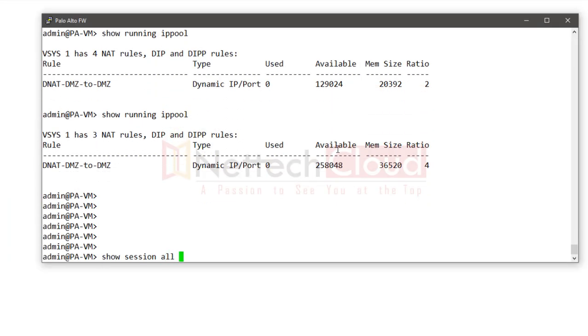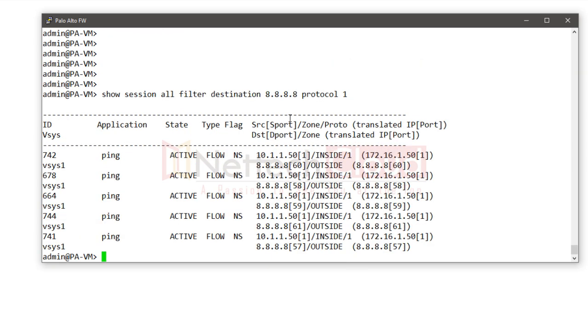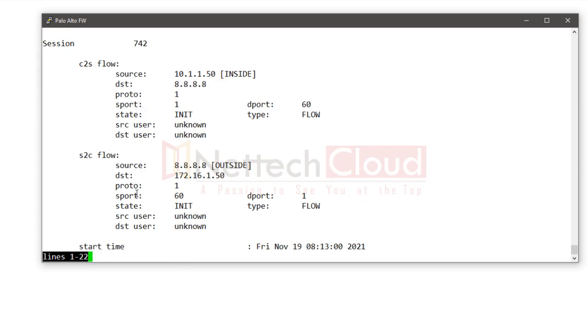Show session all filter destination 8.8.8.8 and protocol number 1. Protocol number 1 is for ICMP. And yes, there is an active state here, and the flag is network translation, source NAT, and the session IDs here are 742, then 678 and so on. Let me be very specific with session ID 742. There are two flows, client to server and server to client.